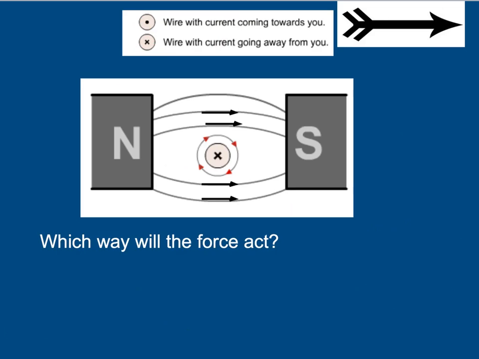So in this diagram, we've got our current going into the page. So I want you to use left-hand rule now to work out which way that wire will move. Did you work it out? The field is going this way. The current is going down away from you into the page. So the force will push the wire downwards.